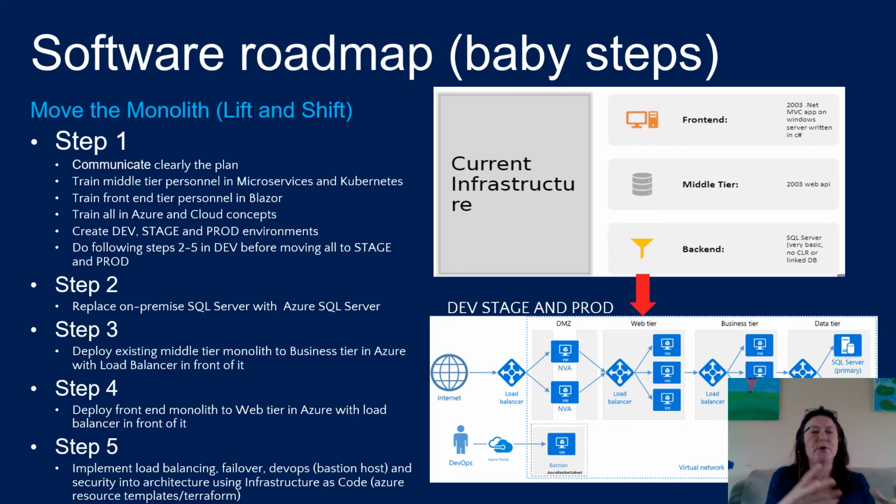Training the people who are actually going to do the work. So training the middle tier personnel in how to design and build microservices, how to use Kubernetes as a tool to build microservices. That might be one of the steps, for example. To train the front end tier in the technologies that you're going to use at the front end. In this case, we're going to use Blazor.